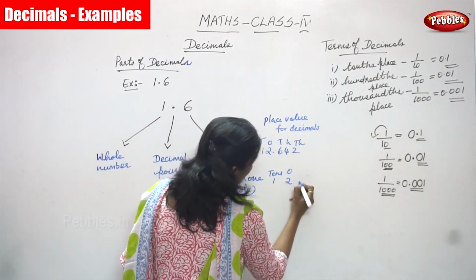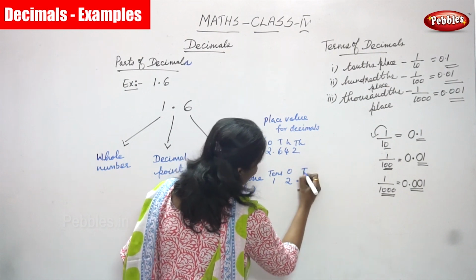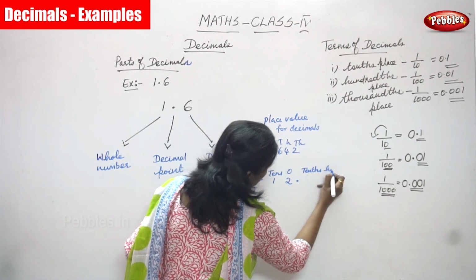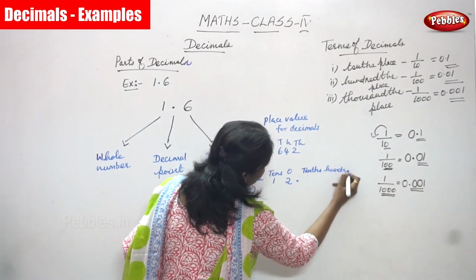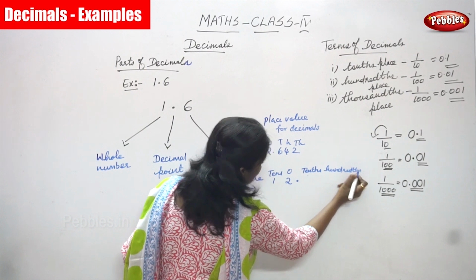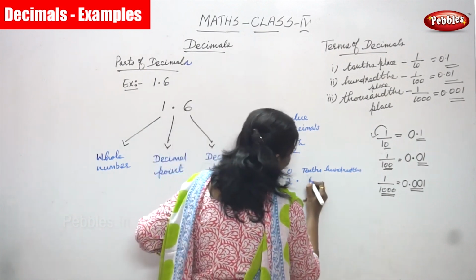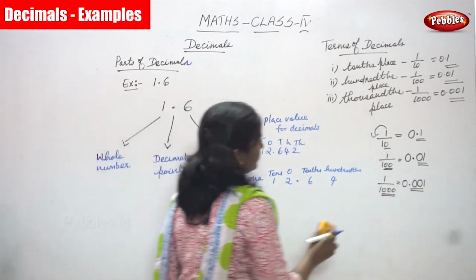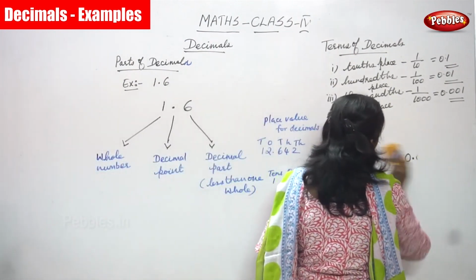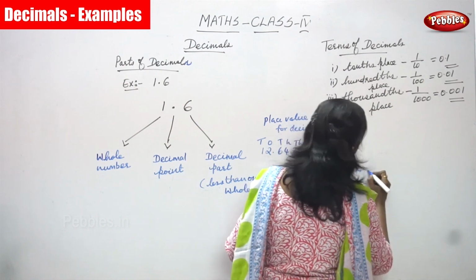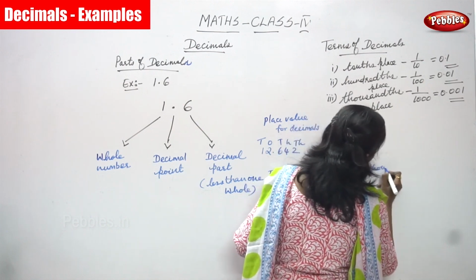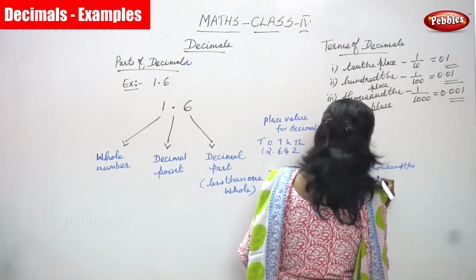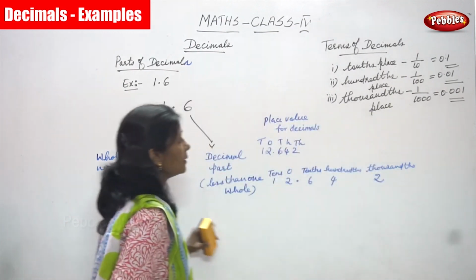After that, put a point in the middle. Then what is this? Tenths, T-E-N-T-H-S, tenths, and next is hundredths, H-U-N-D-R-E-D-T-H-S, hundredths. That is, you have to write 6, and after that what? 4. The next is what? Thousandths, T-H-O-U-S-A-N-D-T-H-S, thousandths, we have to write 2.